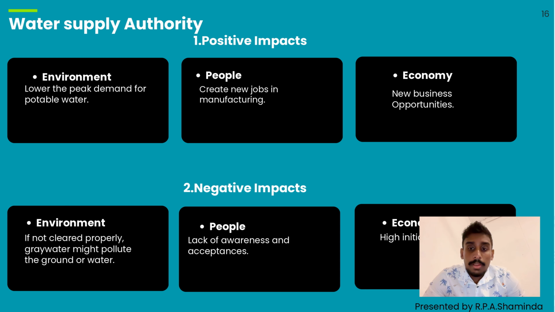Finally, we take the water supply authority. Environment: lower the peak demand for potable water. Negative, if not cleared properly, grey water might pollute the groundwater. People: create new jobs in manufacturing. Negative, lack of awareness and acceptance. Economy: new business opportunities. Negative, high initial investment. According to these details, we can see how stakeholders impact our project, with positive and negative impacts.